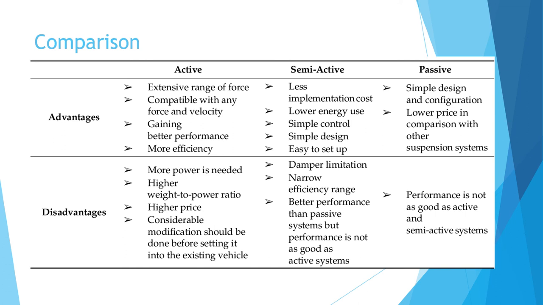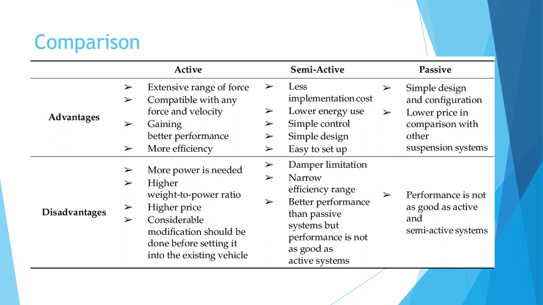Now let's discuss the advantages of the semi-active suspension. It has less implementation cost, lower energy use, simple control, simple design, and is easy to set up. What are the disadvantages? The disadvantages are damper limitation and a narrow efficiency range. It has better performance than the passive system, but the performance is not as good as the fully active suspension system.